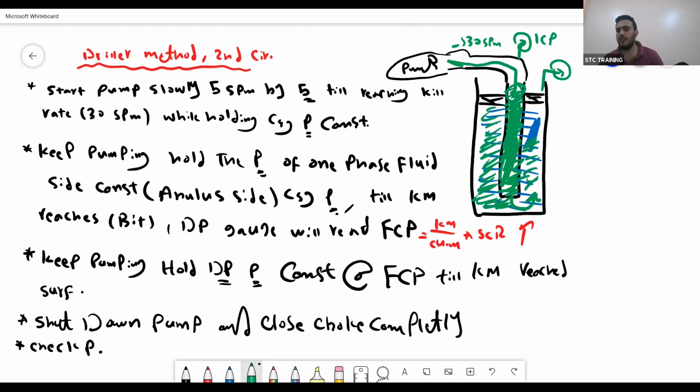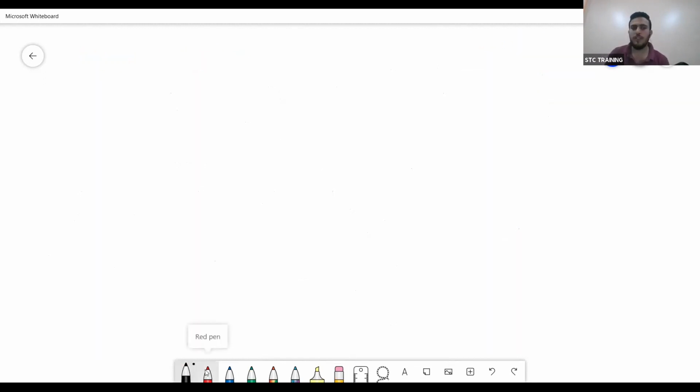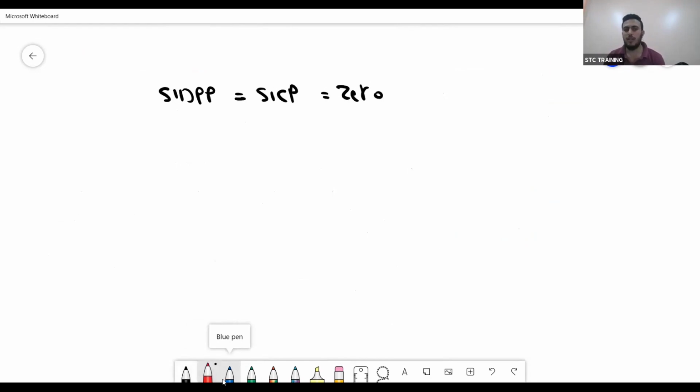Now the whole system is completely filled with kill mud, and we have successfully conducted the second circulation of the driller method. Now after conducting this second circulation, it is our turn to check for pressure. Suppose that shut-in drill pipe pressure will equal shut-in casing pressure will equal zero. And what will happen if we found shut-in drill pipe equal shut-in casing equal, for example, 100? So we need to check for trapped pressure. How to check for trapped pressure?